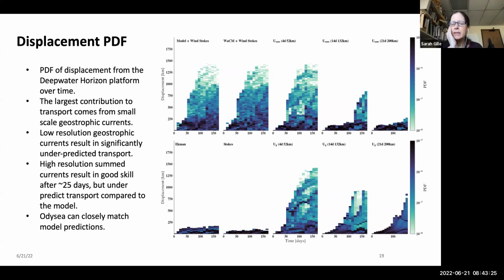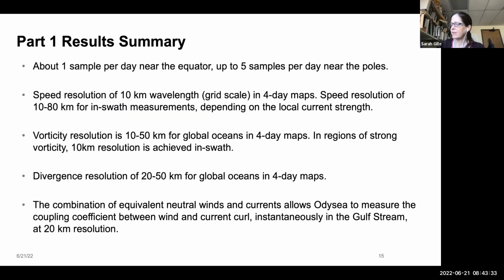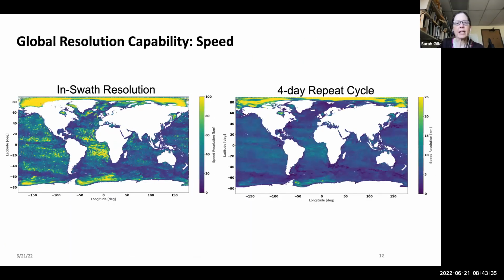Alex, I wanted to come back to the temporal resolution, the 4-day sampling question, and ask really, I'm wondering in the model how much the current does evolve over 4 days. Clément alluded to this. So do we have an idea of what the decorrelation scale of the current would be and what the ideal sampling would be to capture that?